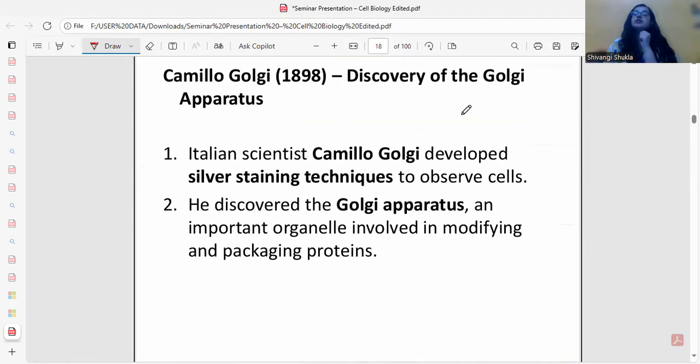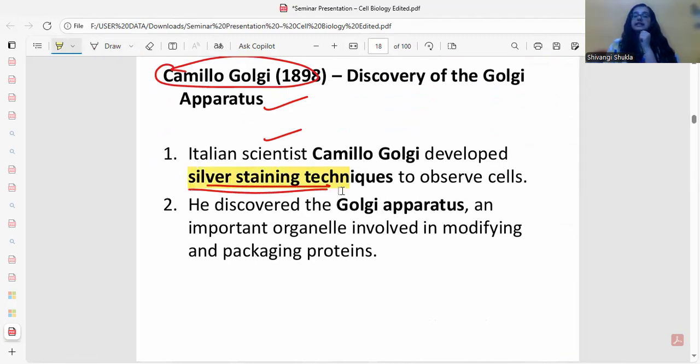Then, who discovered the Golgi apparatus? It was Camillo Golgi, an Italian scientist. He developed the silver staining technique. Very important, silver staining technique, because the Golgi apparatus is not visible like that. He discovered the Golgi apparatus, an important organelle involved in modifying and packaging proteins.